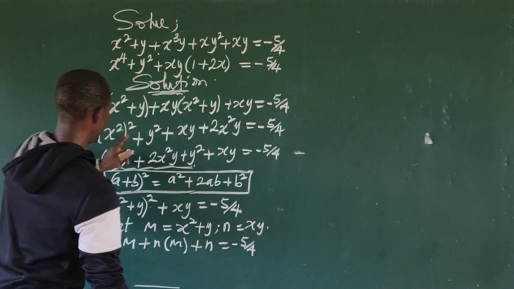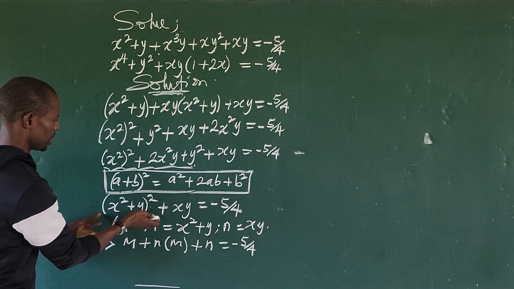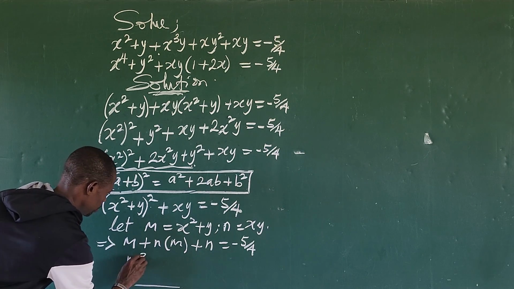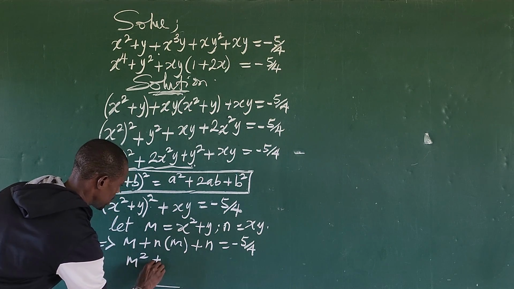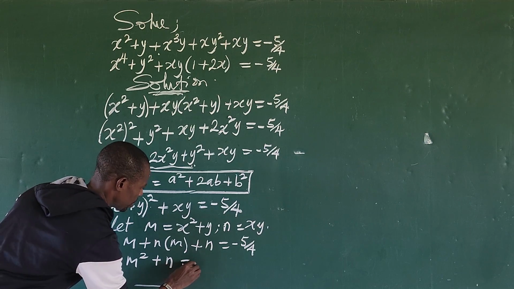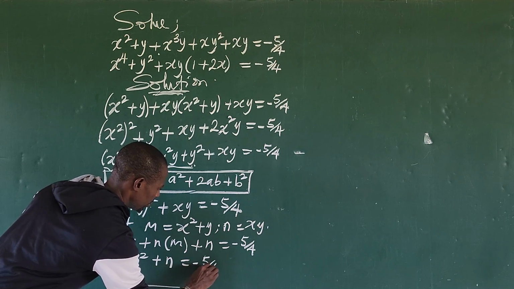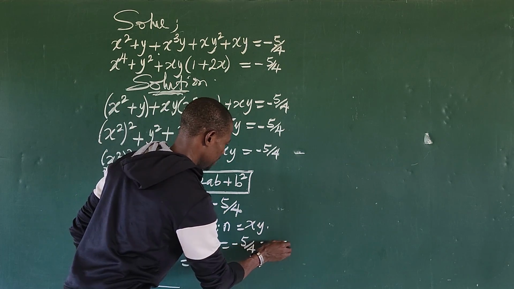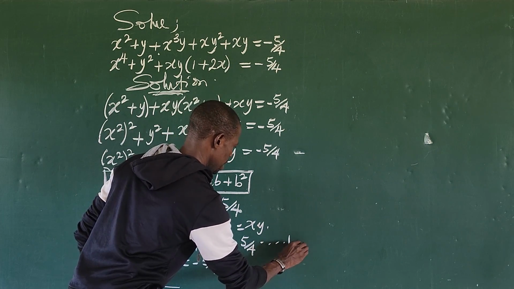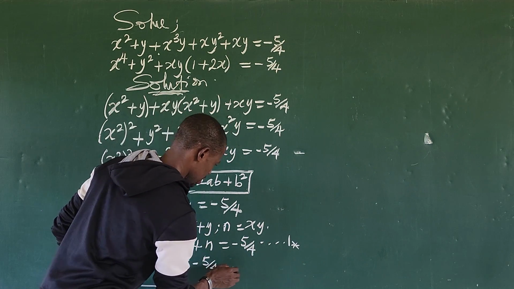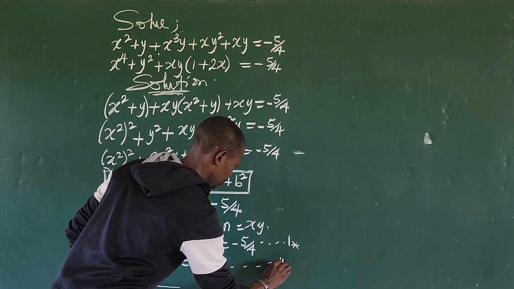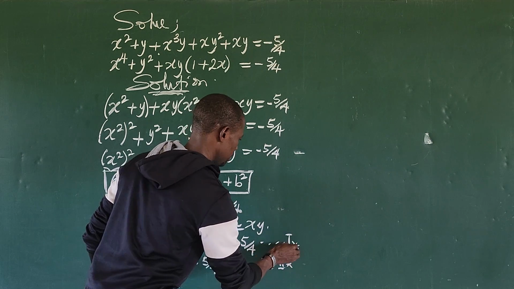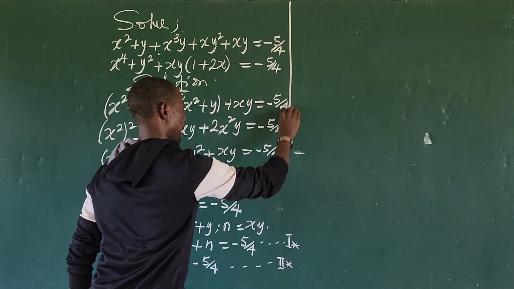We do the same for equation 2, which is this one we've already established. So this is going to give us m to the power of 2, then plus n. This is equal to minus 5 over 4. For us not to be confused, let's label this. Let's give this equation 1 star, and then let's give this equation 2 star. Okay. So let's continue on this side.